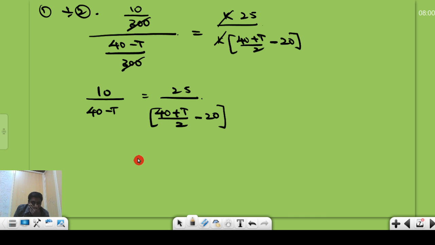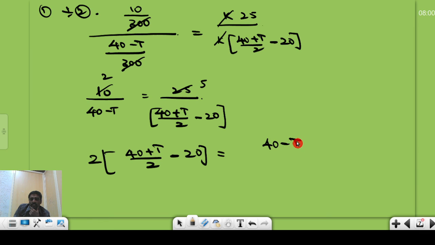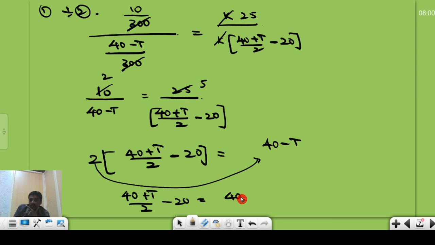So again, will you please concentrate here, 5 twos are 10, 5 fives are 25. This is the formula we are having. Do the cross multiplication. So that is equal to 2 into 40 plus t divided by 2 minus 20 is equal to 20 is equal to 40 minus t. So again we will send this to this side, that is equal to 40 plus t divided by 2 minus 20 is equal to 40 minus t divided by 2.